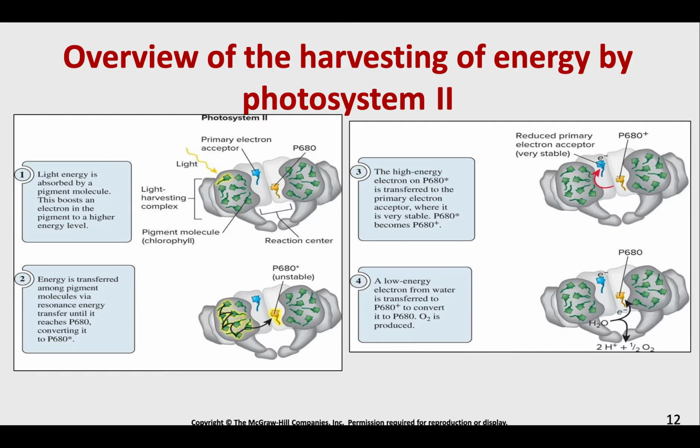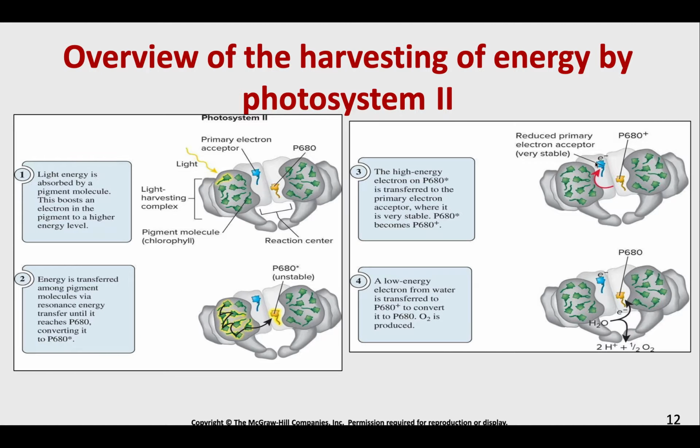All right, just again, we're capturing light energy. So we have our light coming in, it's hitting a pigment molecule. It is bouncing around from pigment molecule to pigment molecule until it reaches the reaction center, where it's still relatively unstable, and then it has to be transferred to this electron acceptor. It has been captured when it's been transferred to its acceptor.